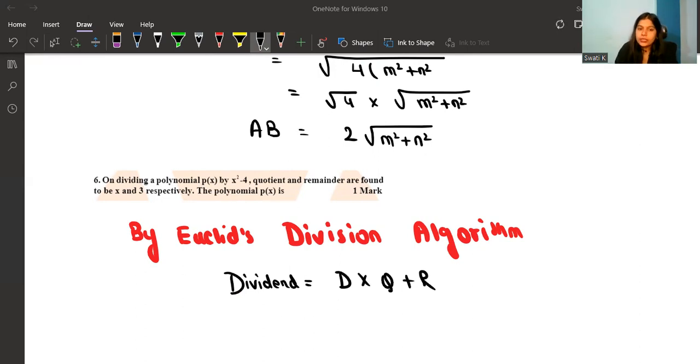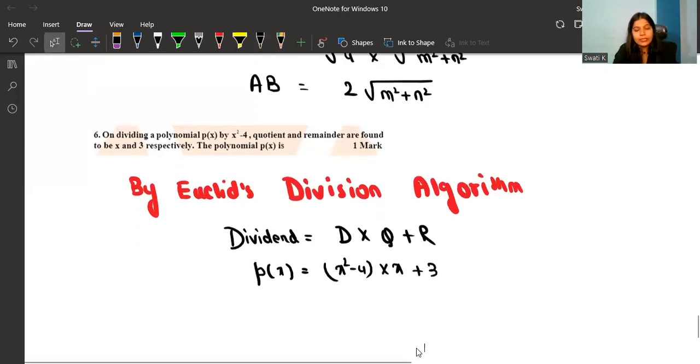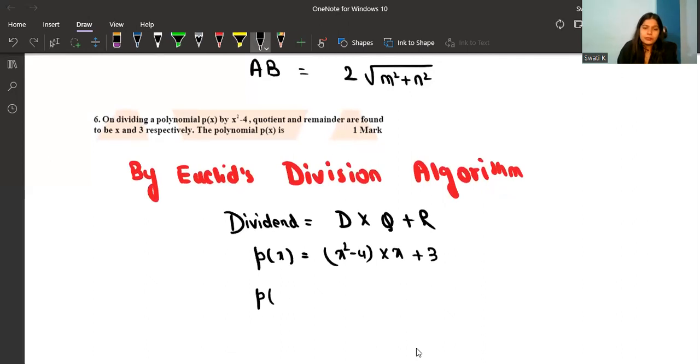Now here, what is the divisor? Here it says on dividing a polynomial p(x) by x square minus 4. So here p(x) is the dividend because we are dividing p(x). So I can write p(x) here, and then we are dividing by x square minus 4. The number by which we divide is called the divisor, so x square minus 4. The quotient and remainder are found to be x, so that means quotient is x and the remainder is 3, so plus 3. We have to find out the polynomial, that is p(x).